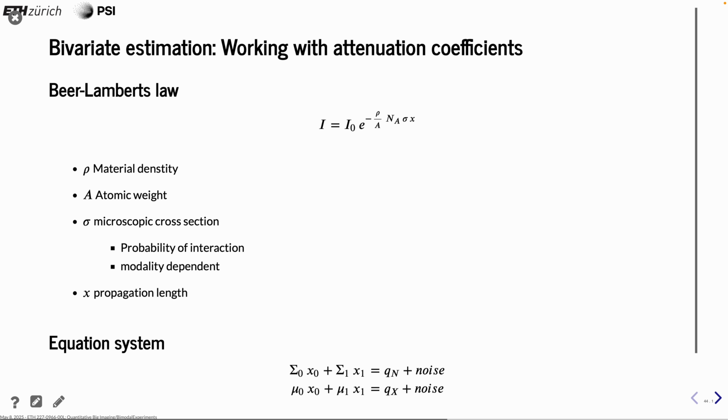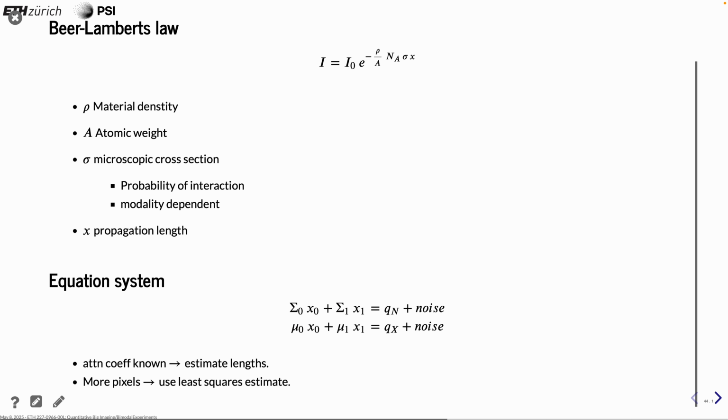Then we can also look into bivariate estimation. This is more speculative, I have never used it in practice, but in principle from Beer-Lambert's law, we can set up a set of linear equations where we have different attenuation coefficients, and we do some readings here. From that, we can set up this linear equation system or even make it into a least squares problem. And with that, we can extract the thicknesses of the two materials. This is an idea of what you can do.